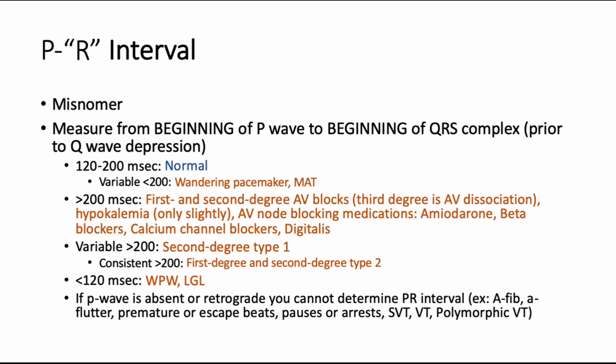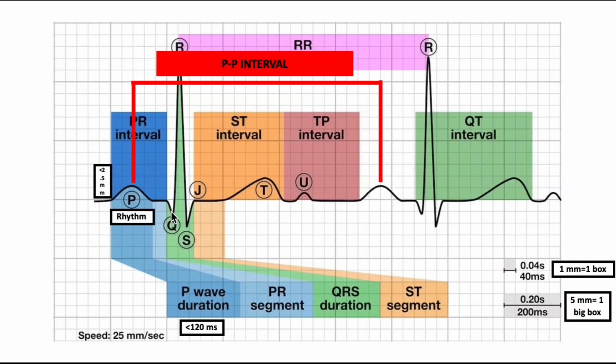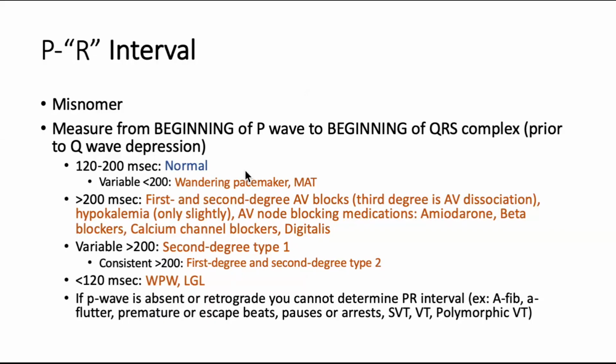Then we're looking at the PR interval, and this is kind of a misnomer because we actually start at the beginning of the P wave and go, as you can see, to the QRS complex right at the very beginning. That's considered our PR interval, so we're not going all the way to the R wave. But what's important about this is determining if it's shorter or longer. Now, about 120 milliseconds to 200 milliseconds is normal, and it needs to be at least 120 milliseconds because that P wave is included.